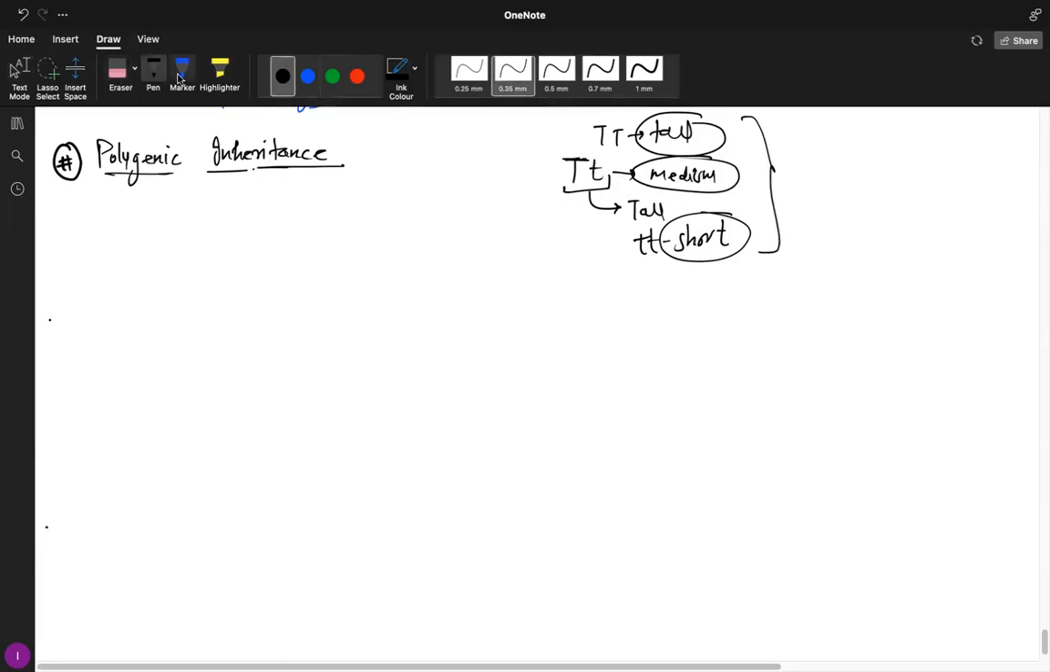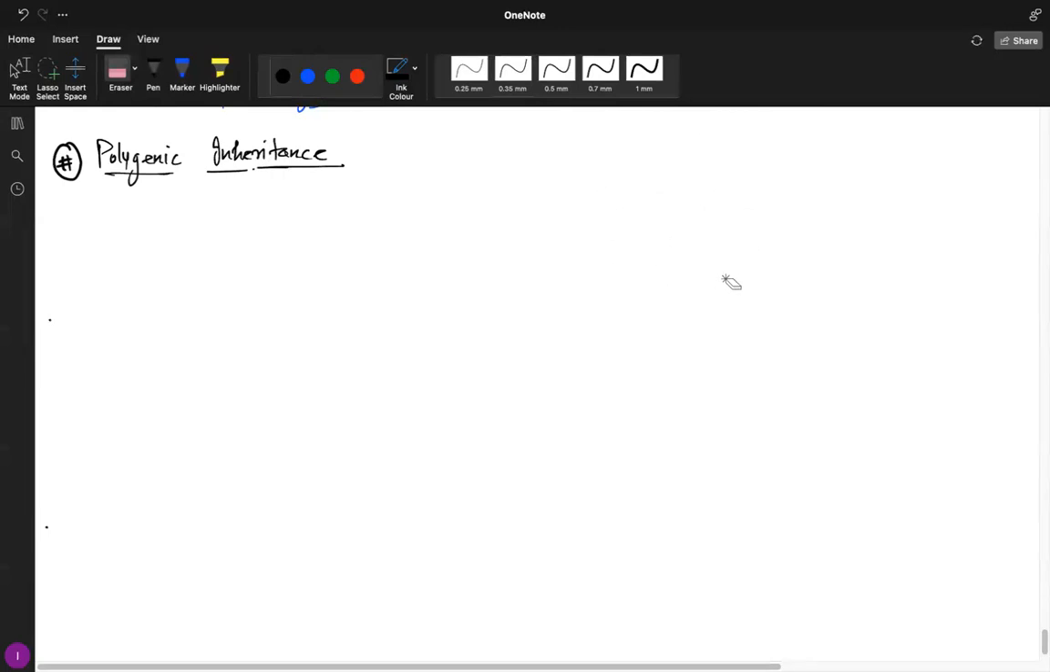But there are many characters where much more variation is seen. For example, skin color. Human skin color has how many phenotypes? Can you count those phenotypes? How many shades of skin color are present in humans?